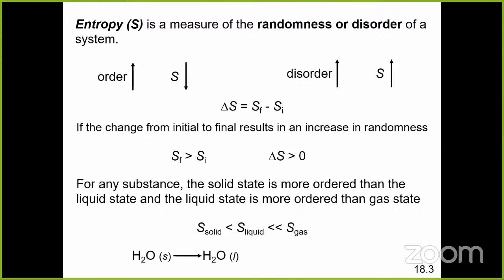So here's the actual example. If you're looking at the change from H2O solid to H2O liquid, would delta S in this particular case be positive or negative? You're going from the solid state to the liquid state, so the change in entropy, would you expect it to be positive or negative? Exactly, positive, right? Because you're going from a more ordered system to a more disordered system, all right? So delta S is positive.